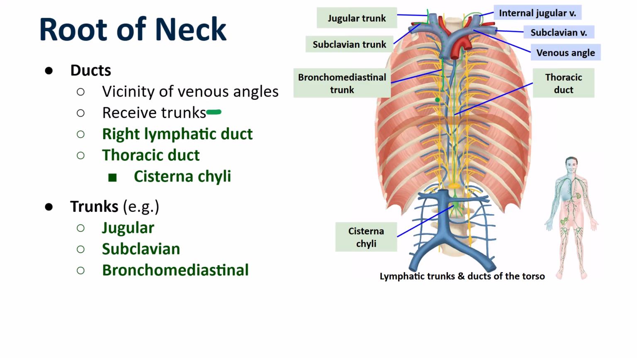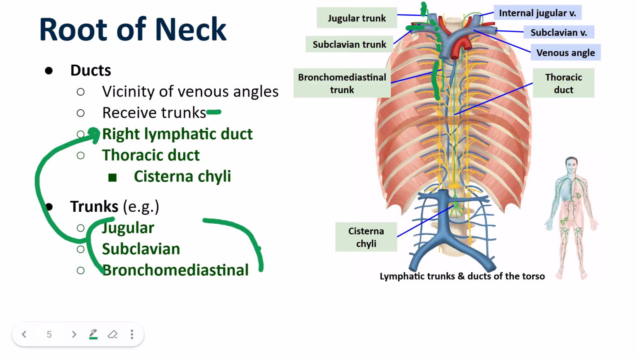Here, ascending the thorax on either side is the bronchomediastinal trunk. You can see it coming up around there. There's the jugular trunk coming down against the internal jugular vein, and the subclavian trunk coming down along the subclavian vein. So jugular, subclavian, and bronchomediastinal trunks are all feeding into the right lymphatic duct on the right side. We also have those same trunks on the left side feeding into the thoracic duct.